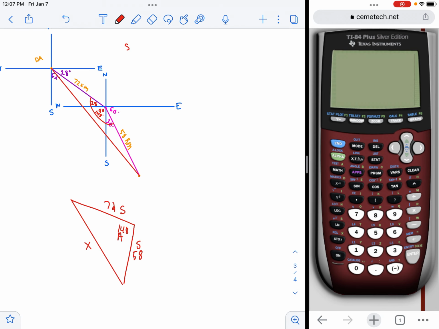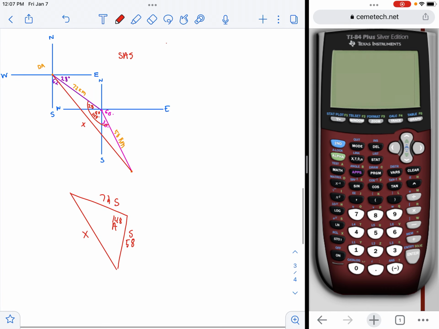I can do that because I have side, angle, side. All right, I have side, angle, side. I can use the law of cosines, and I'll call it x, and then I'll fill it in once I know what it is. So I have x squared is equal to 72 squared plus 58 squared minus 2 times 72 times 58 times the cosine of that angle, which was 148.